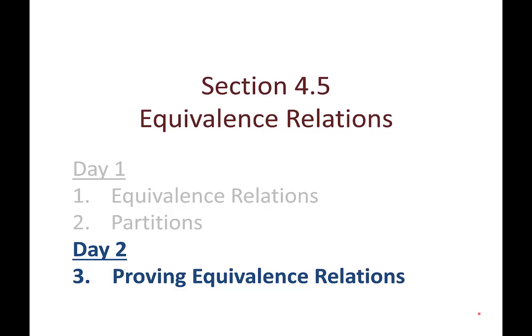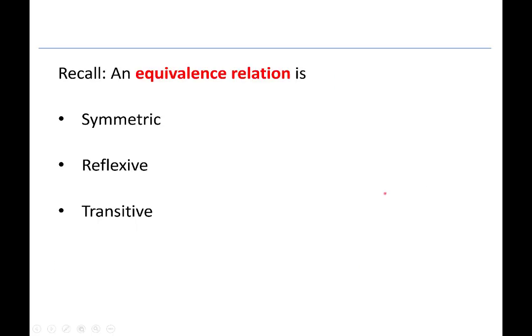Welcome. In this video, we finish up section 4.5, Equivalence Relations. Today we talk about proving equivalence relations. Recall, an equivalence relation is symmetric, reflexive, and transitive. So, if I have a relation that I think is an equivalence relation, I need to prove that it is symmetric, prove that it is reflexive, and prove that it is transitive. How do you prove these properties in a relation?